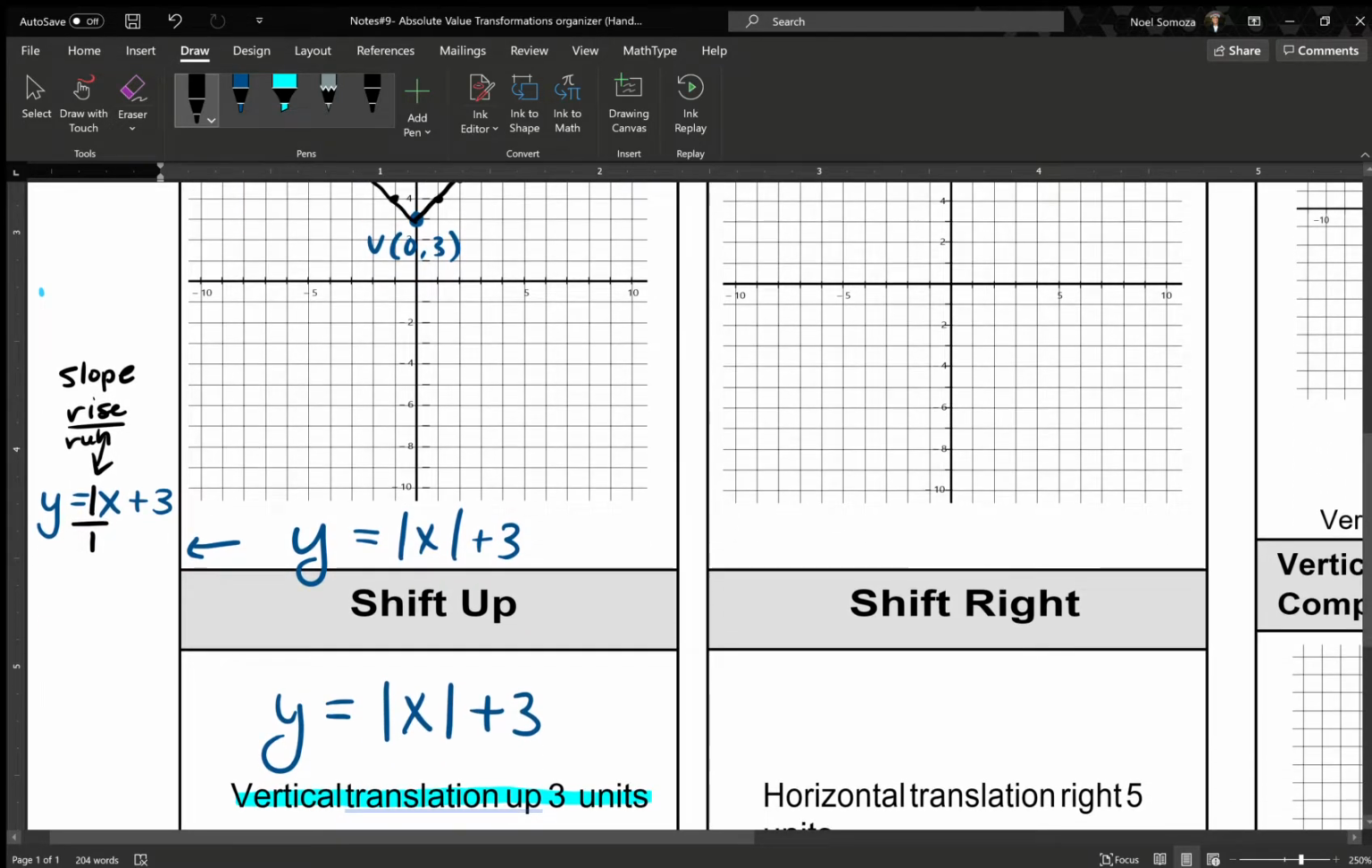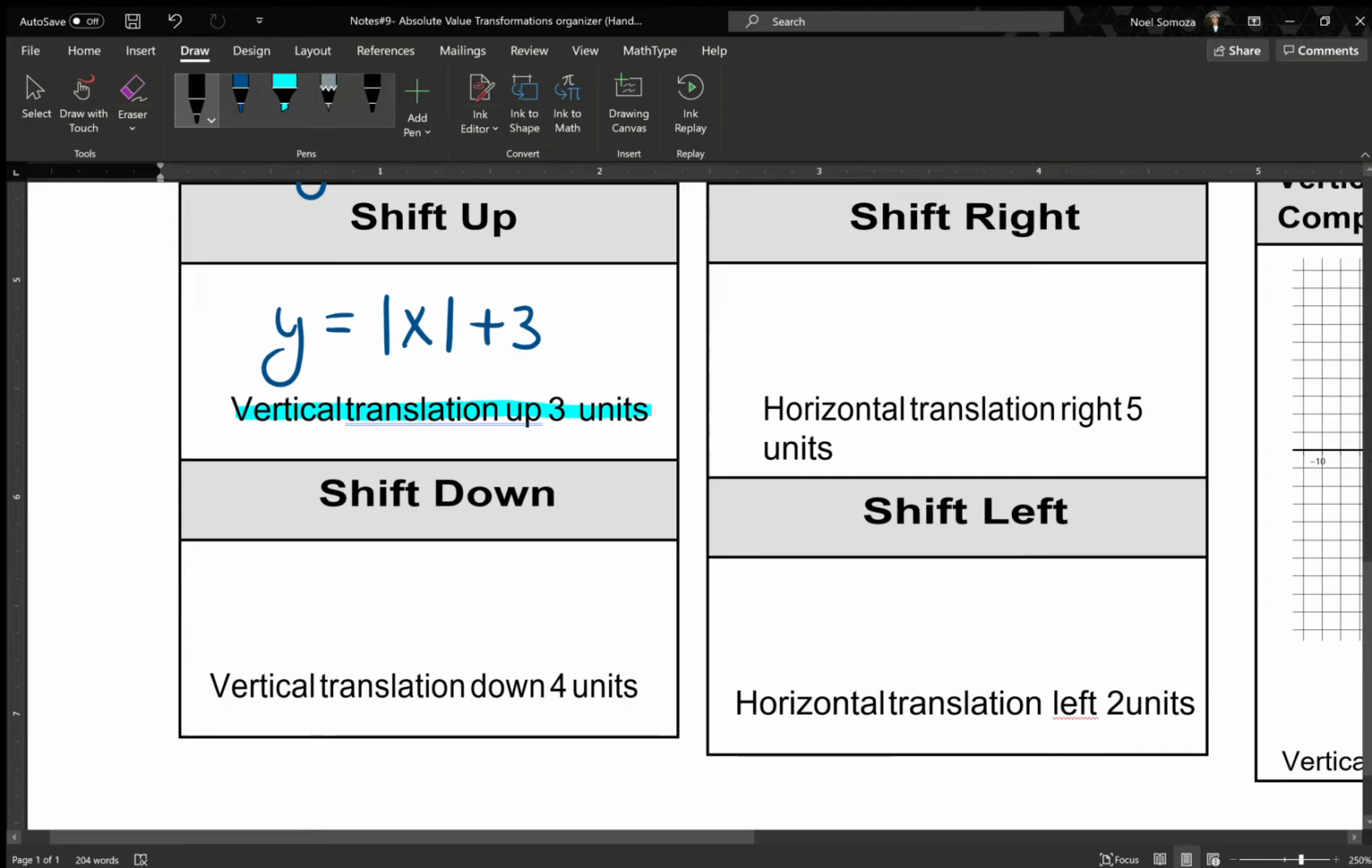Okay, let's take a look at the next one. Now we're looking at a shift down. So what we call that is a vertical translation.